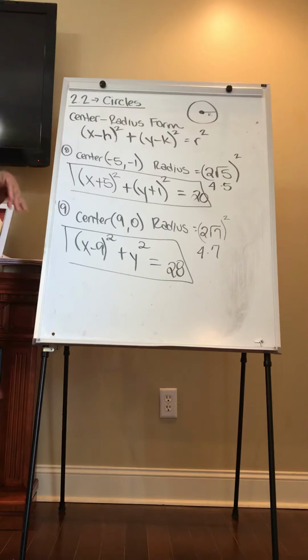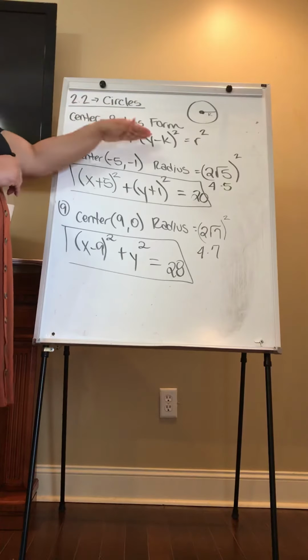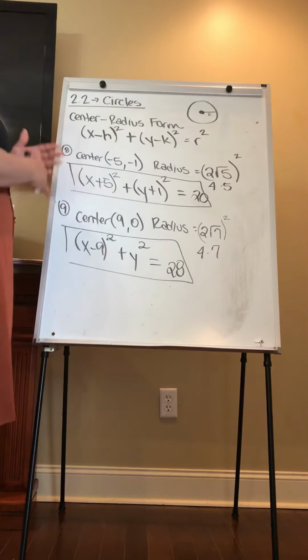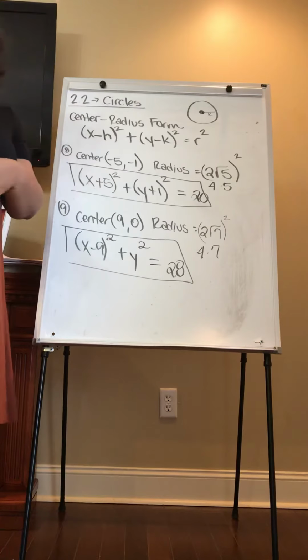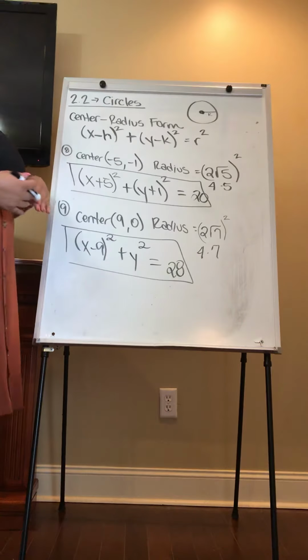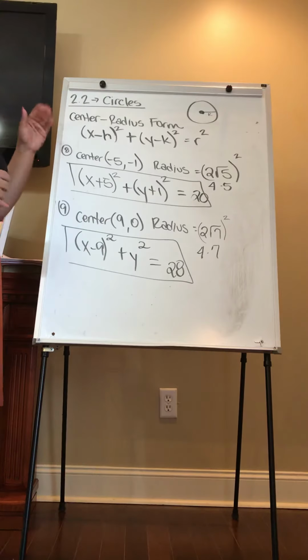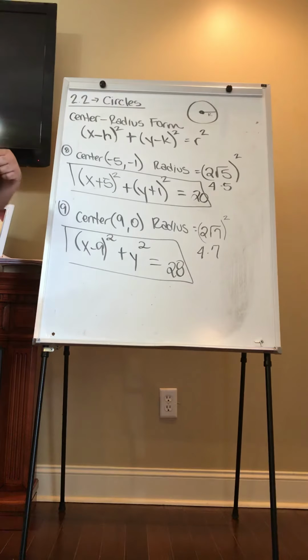So we should be able to take the center radius form and pull out the center and the radius. And you should be able to take the center and the radius and write it in the center radius form. So it's kind of like going backwards. Now I'm going to show you the second form for circles, which is the general form. And it's a little bit more work to find that center and that radius.